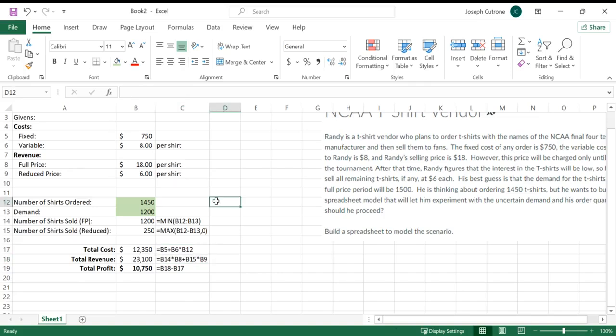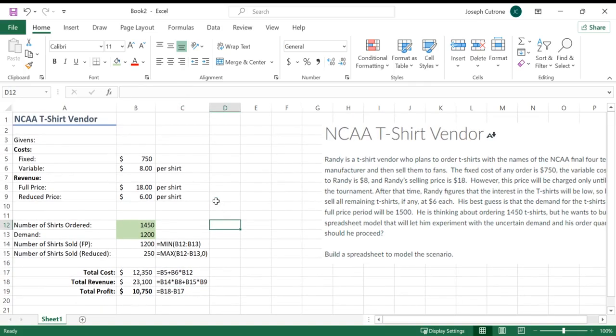Okay, play around with the spreadsheet, make sure you get it to work, understand the min and the max functions and their uses, as well as these other formulas about where revenue, cost, and profit come from.